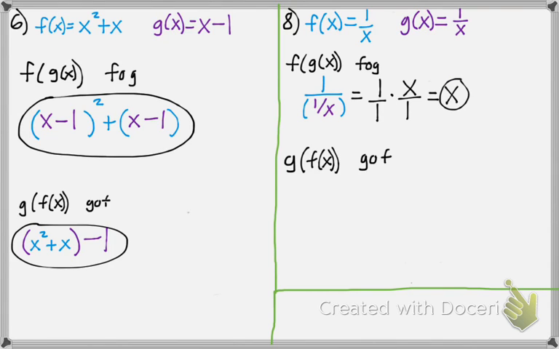For g composed with f, or gof, this will be 1 over a blank space, and then I'm plugging in 1 over x, and this will actually be the same thing because it was the same function. So this will still be 1 over 1 times x over 1, which is also equal to x. So kind of an interesting case there.